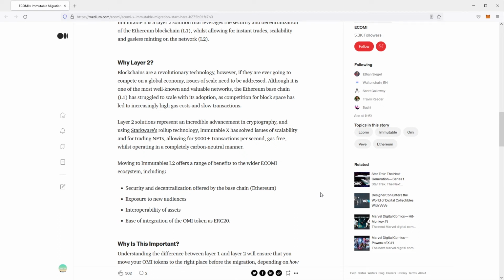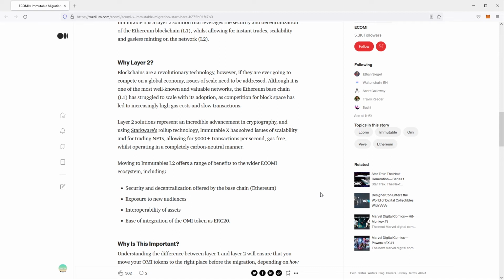And they also say the ease of integration of the OMI token as an ERC20. So it's swapping off the Go chain into an Ethereum token. And like I said, that opens up a lot of things as well, such as different exchanges. Like a lot of doors opening here. So there'll be more ways to get it. You don't have to go through just Bit4x to purchase the OMI token. There's more options, bigger exchanges. I mean, something as simple as buying OMI on Coinbase would do wonders.